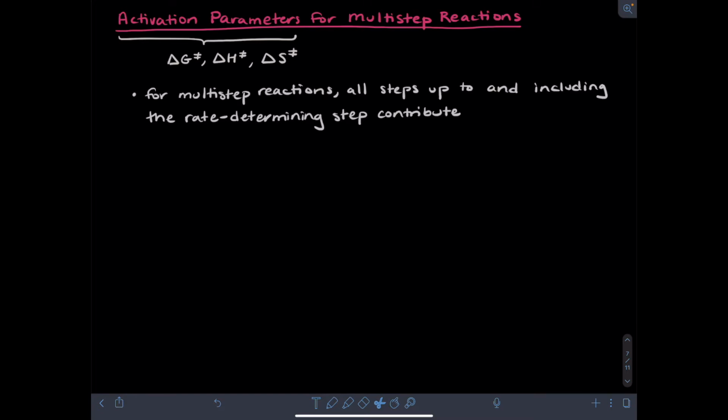So far I've only talked about how these terms would work out for a reaction involving a single step. It's more complicated for a multi-step reaction because all of the steps up to and including the rate determining step will contribute to these activation parameters. If this is the case, your delta H double dagger and delta S double dagger are a composite of the 2 separate steps, sort of amalgamated into a single term.